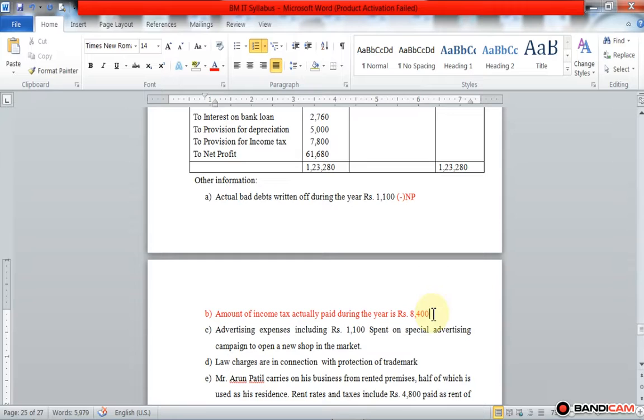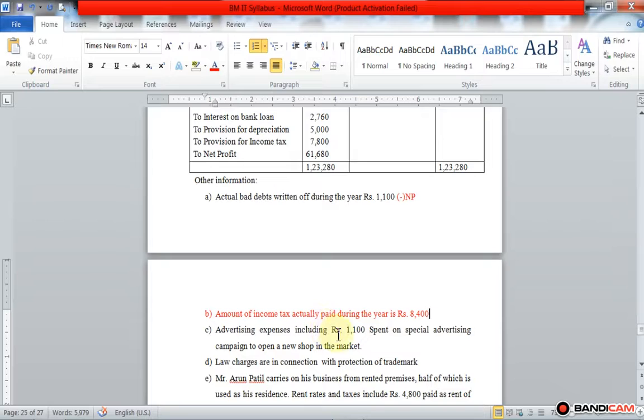Okay, if income tax paid is actually given on the debit side of the profit and loss account, then our net profit is decreased. But here in the adjustment, the income tax is paid by Arun Patil, so it is a personal expenditure of Arun and it does not affect the net profit of the business. If it were affected, then it would be added to net profit. So it is given for your confusion.